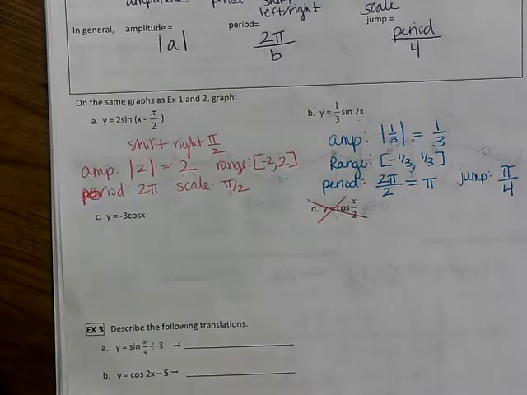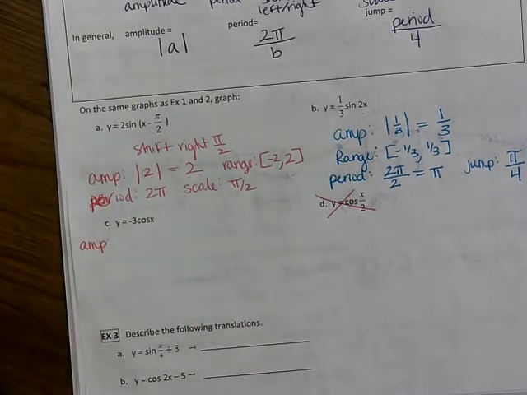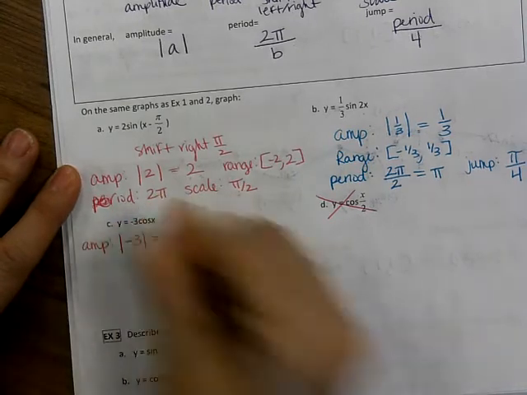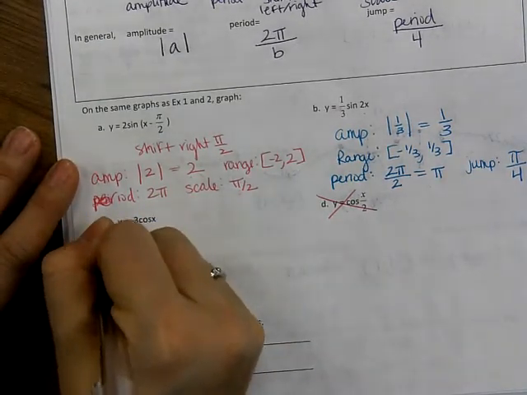All right, we haven't seen that yet. So the amplitude always has to be positive, right? Because you always have to take the absolute value. So I'm still going to take the absolute value of negative 3, and I'm going to get 3. Which means that this is going to change the range. So what is my new range now?